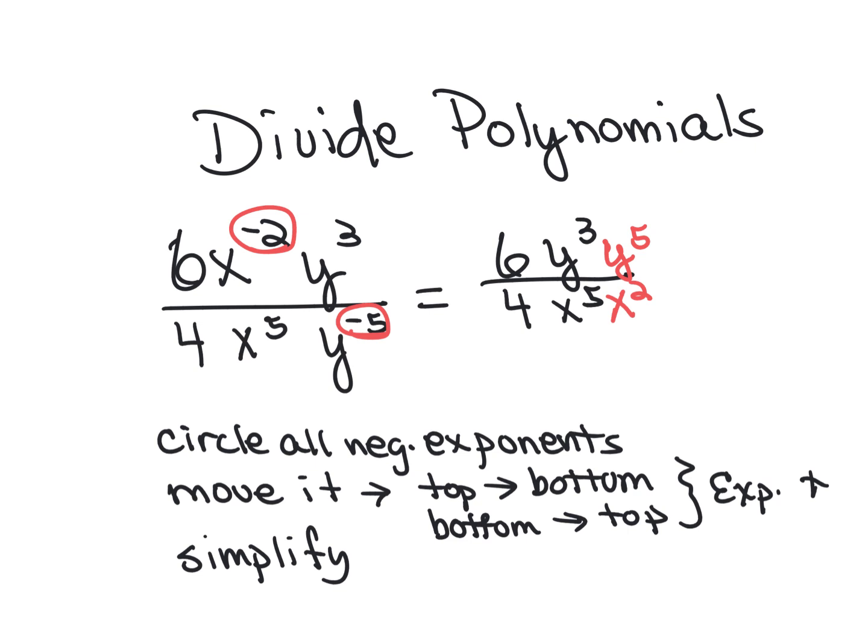I type into Desmos 6 divided by 4. It gives me 1.5. I have to change that to a fraction, so it becomes 3 over 2. My y's are beside each other, therefore I add. My x's are beside each other, therefore I add. So my final answer is going to be 3y to the 8th over 2x to the 7th power.